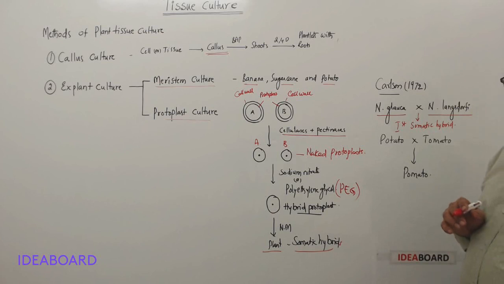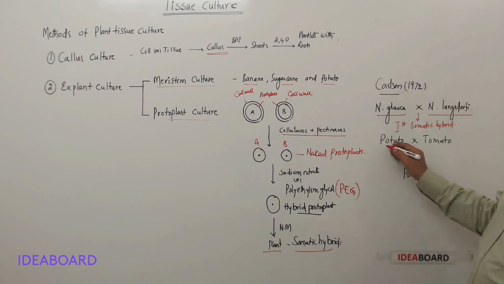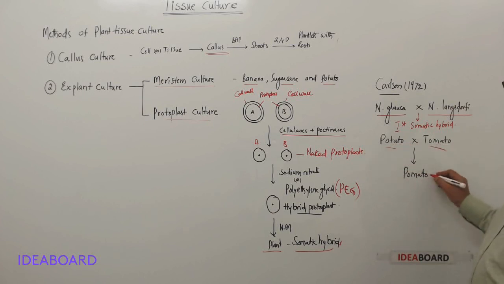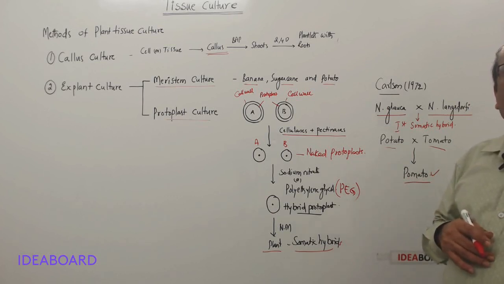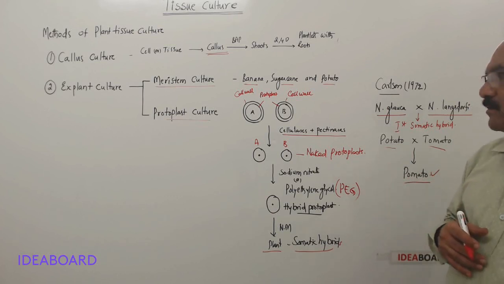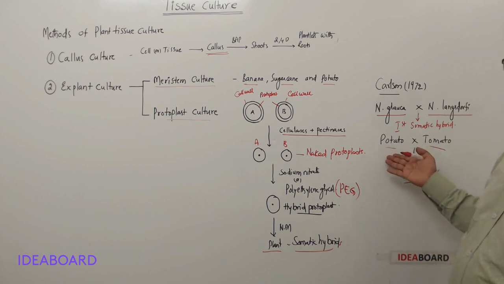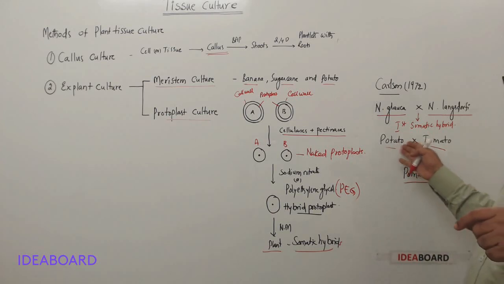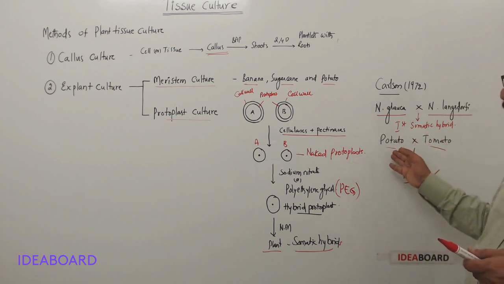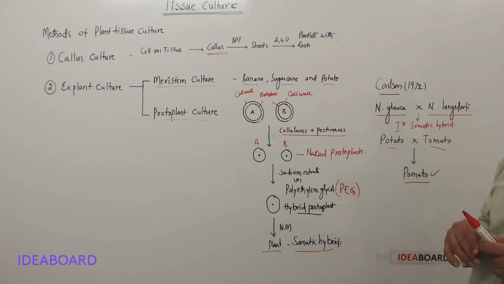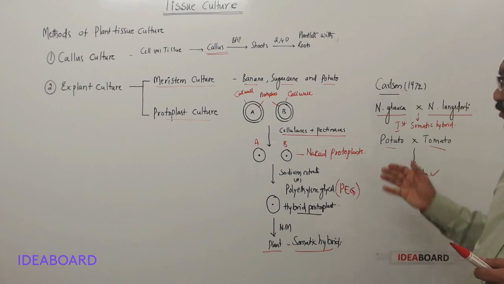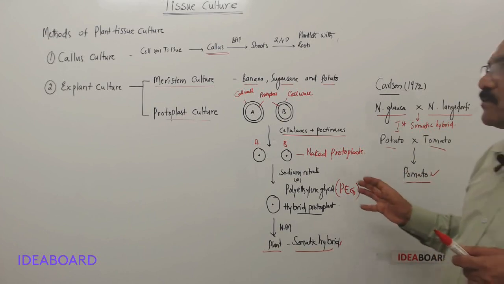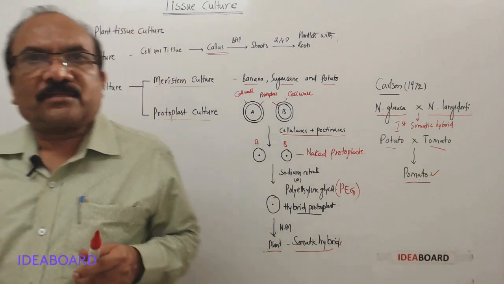And of course, later some scientists crossed potato and tomato plants and obtained one pomato. But unfortunately, this pomato doesn't have any desirable characters. Means what? It neither produced potatoes nor produced tomatoes, and it is of no use for the people. But still, they have succeeded in crossing two different genera. Potato is Solanum tuberosum and tomato is Lycopersicum esculentum. So, though they belong to the same family, they belong to different genera. So, intergeneric hybridization. Okay, so that is about this tissue culture.